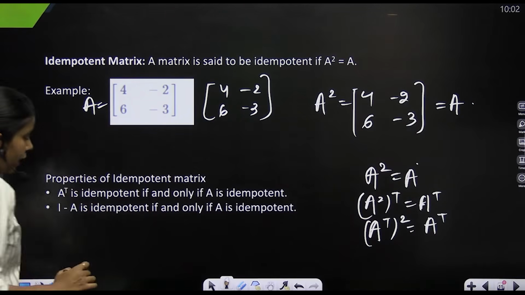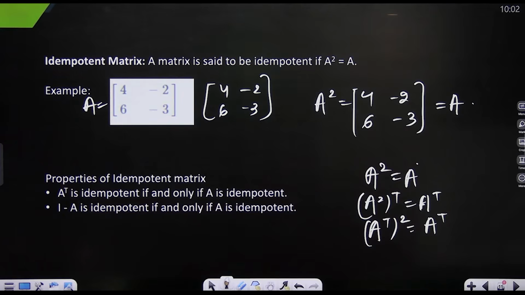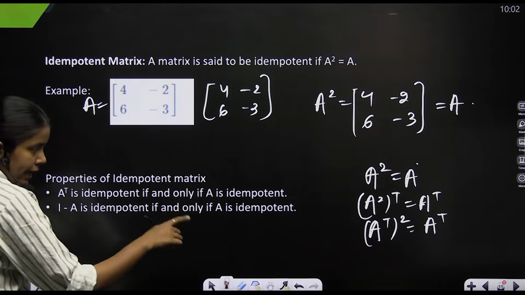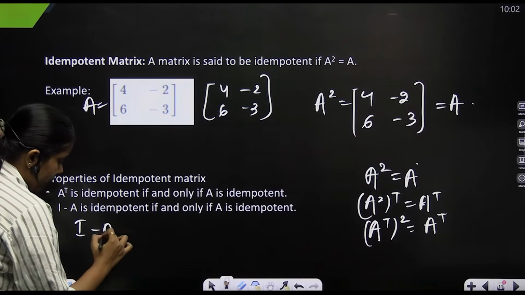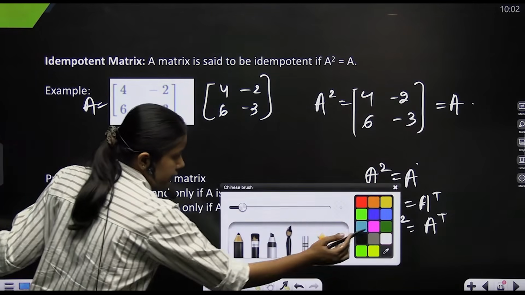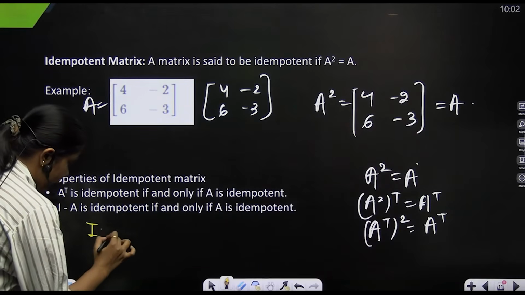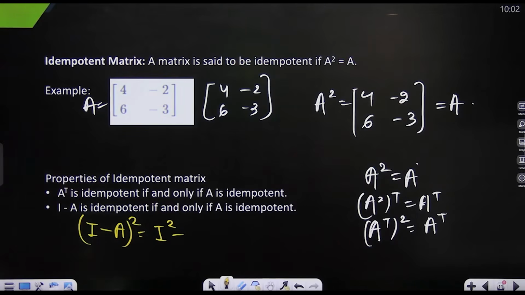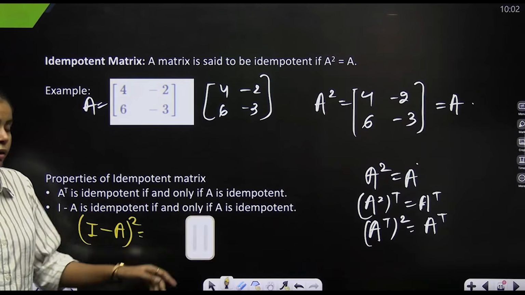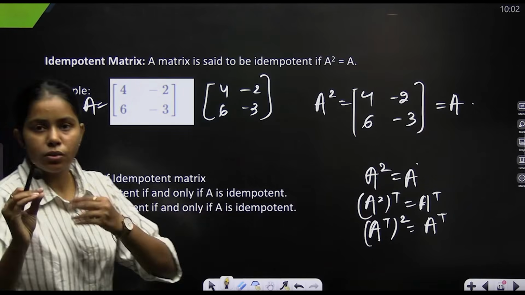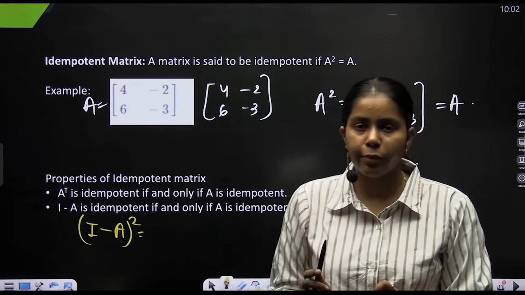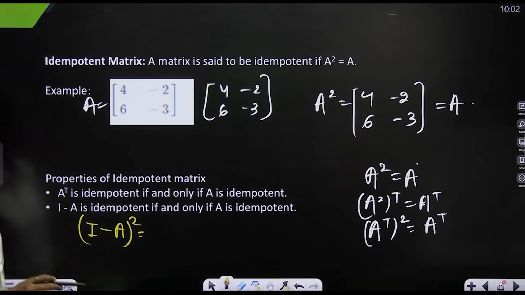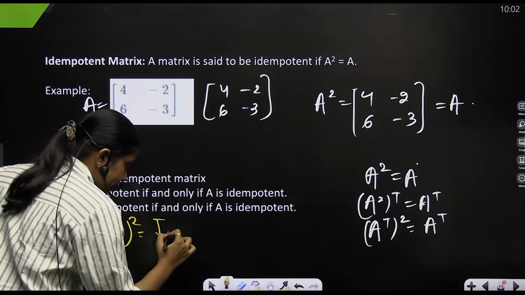They are saying that I minus A is idempotent if and only if A is idempotent. So let's check. Let's take A as an idempotent matrix and I am checking it for I minus A. So I minus A square, how would you expand it? You cannot use the formula A plus B square equals A square plus B square plus 2AB, because A and B are not commutative. Here we have the identity matrix, so it is commutative, but still there might be another matrix, so I will not use this square expansion generally.